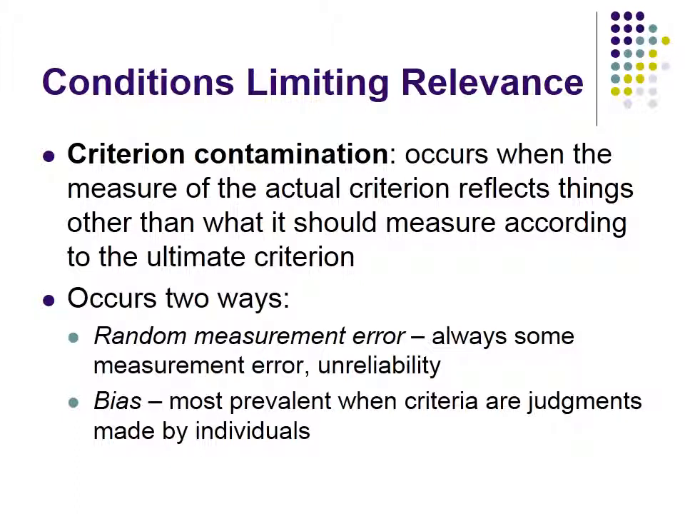The second one we also discussed when we were talking about rater training error in the last lecture sets, and that's bias. Most prevalent when criterion are judgments made by individuals, and that includes, for example, halo effect, similar to me bias, recency effect, any of these things where events are biasing or basically resulting in an unfair perception by the person giving the ratings. That's also criterion contamination.